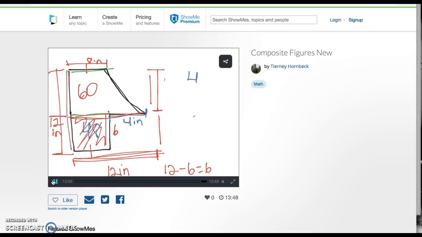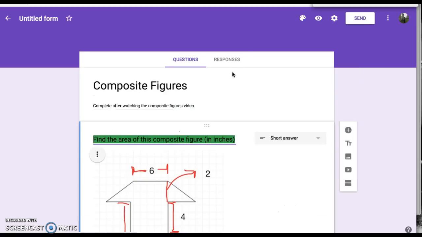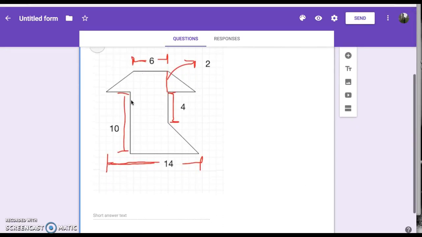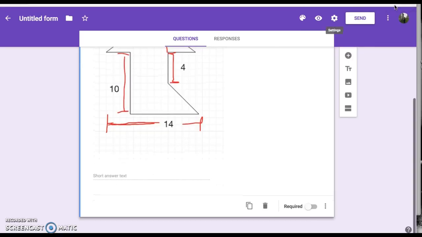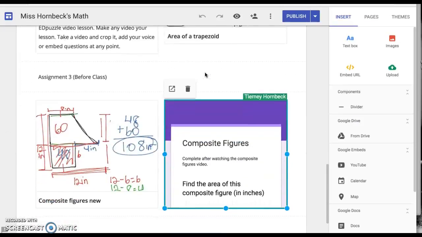And then after that, they will come back and they will do this Google form, which is just one problem, and it is a shape that I designed. This way, I'm not imposing onto them how I would solve it, so they could do 2 trapezoids and a rectangle. They could do 3 triangles and a rectangle. They could do a trapezoid, a rectangle, and a triangle, a bunch of different things, and they'll just put their answer that they get in there. And then that would be our 3 flipped activities.